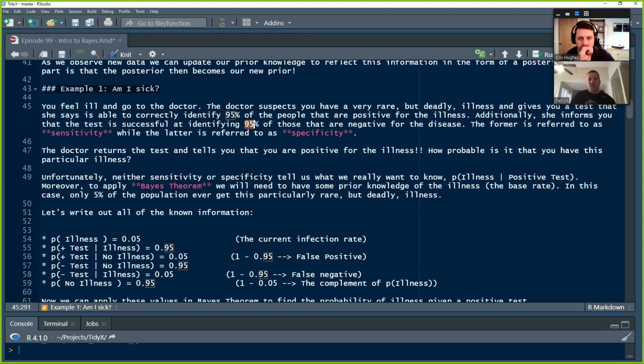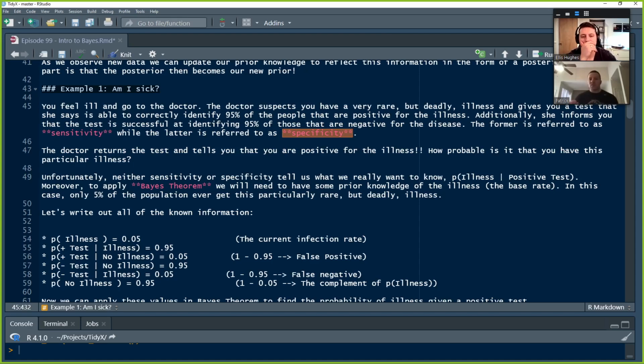And that's referred to as our sensitivity, right? The probability of ruling in those that actually have the disease. And then he also goes on to tell you that this test is also successful 95% of the time at identifying those that are negative with the disease. That's our specificity, the ability of the test to rule out those that are not sick. Okay. And so the doctor gives Ellis the test, returns the test, and says, hey, you're positive for this illness. And what Ellis wants to know is how probable is it that I have this actual illness?